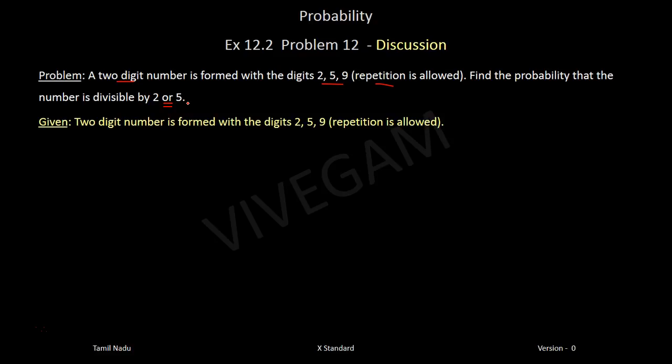Let's work it out. A two-digit number is formed with digits 2, 5, 9. Probably I should write the tens digit can be filled with 2, 5, 9, and the unit digit can also be filled with 2, 5, 9. That's what they mean here, right? Next, the probability that the number is divisible by 2 or 5. This is what we are asked to calculate.